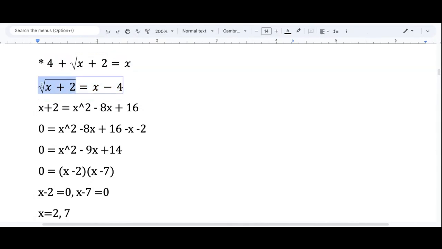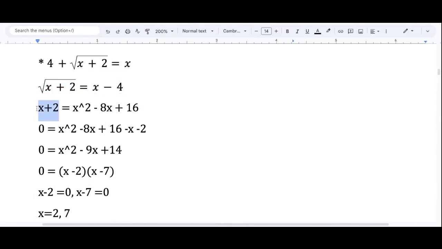Now, when we square both sides, we'll get rid of this square root sign. You see, that's exactly why we don't square both sides in the very beginning. If we square both sides, we won't be able to get rid of the square root sign. So we single out the square root sign. Now we square both sides.